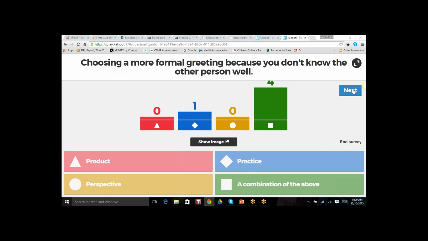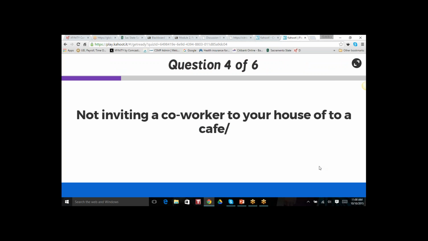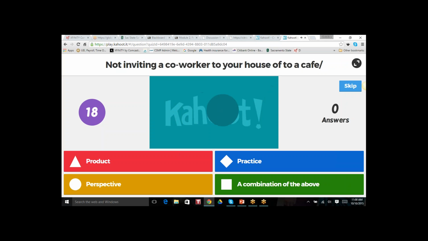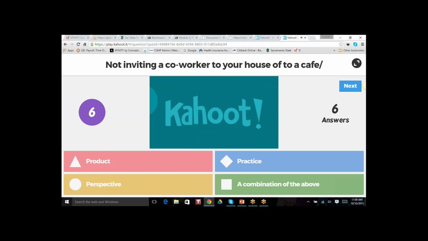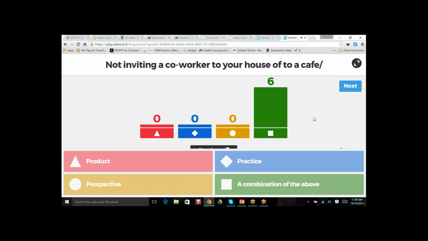All right, let's try one more, and then I want to get us back to our program here. So not inviting a coworker to your house or to a cafe. Okay, so Valerie has chatted that she thinks it's a practice and a perspective, PNP, since they're all Ps. And everybody seemed to think that it was a combination. Anyone want to have a little comment on that one?